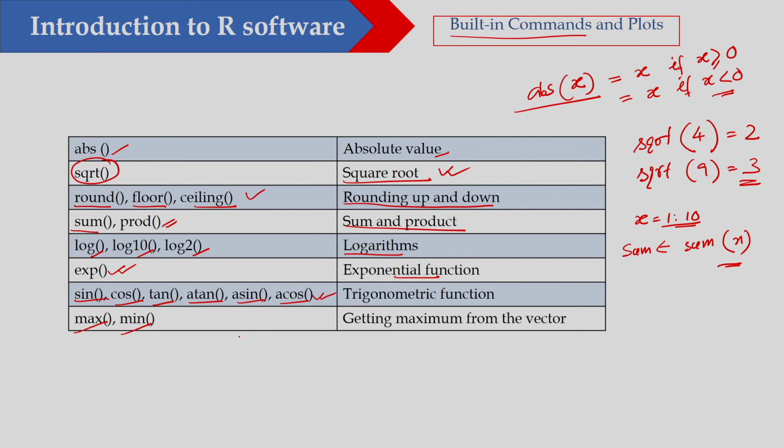And max and min functions are also there to get the maximum from a vector. Suppose x is a vector which is 1 to 10, then if I write max x, what will I get? I will get the value 10. If I write min x, what will I get? I will get 1, is it not? x is a vector which will have 1, 2, 3, 4, 5, 6, 7, 8, 9, 10. So, maximum is 10 and minimum is 1. So, I can use max and min functions to calculate the maximum value or minimum value of the vector.